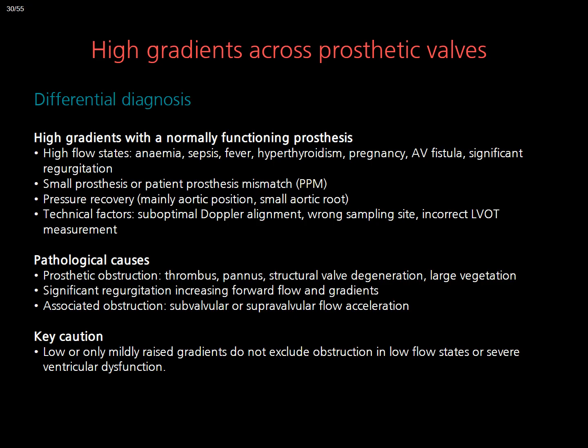Then check the basics, because misalignment or an incorrect LVOT sample site can create a false high gradient. If the pattern persists across parameters, think true obstruction from thrombus, pannus, degeneration, or endocarditis. Finally, remember the reverse trap. In low flow or severe ventricular dysfunction, significant obstruction can exist even with only modest gradients.